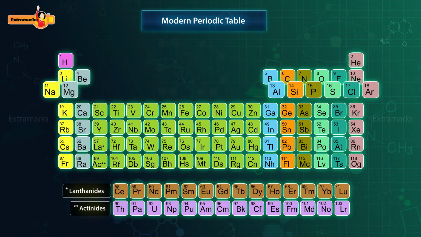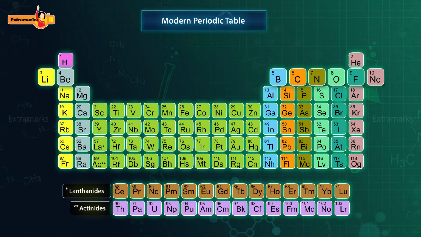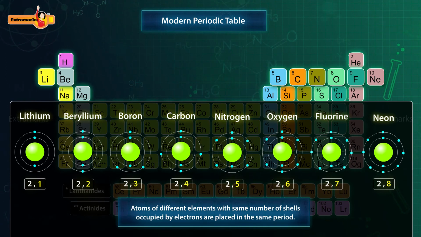Now, let us consider the electronic configuration of elements in a period. Let us take the example of elements of the second period. You can see that with the increasing atomic number, the number of valence electrons also increases by 1 unit, but the number of shells containing electrons remains the same. Thus, we can say that atoms of different elements with the same number of shells occupied by electrons are placed in the same period.